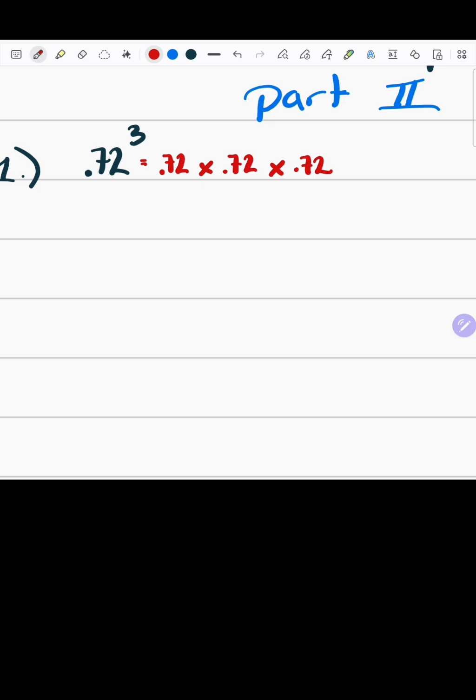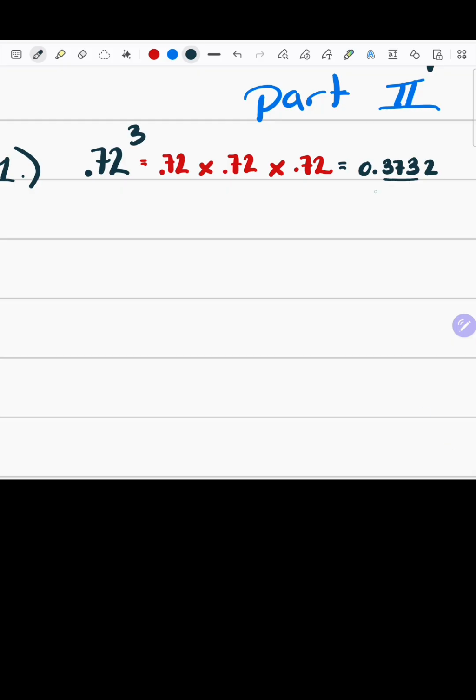Now, to simplify, we put that number in the calculator 3 times. 0.72 times 0.72 times 0.72. And our answer is 0.3732. All right. I'm going to ask you to round it to the nearest thousandth place. Thousandth place is 3 place values away from the decimal.